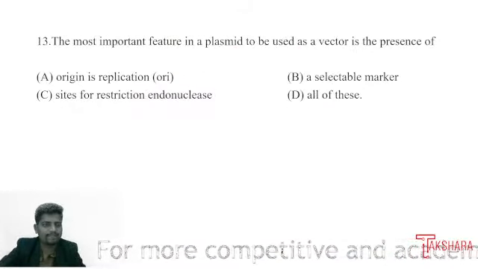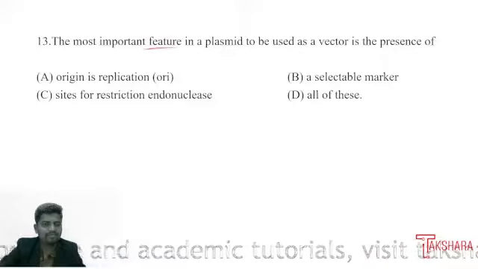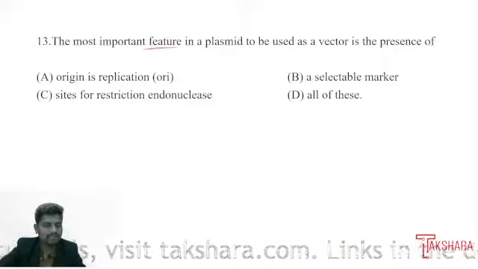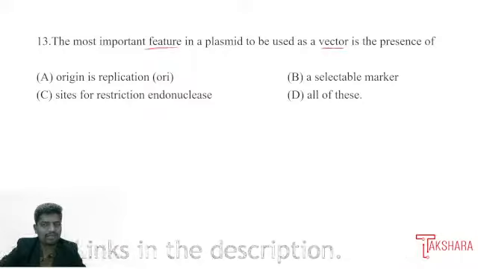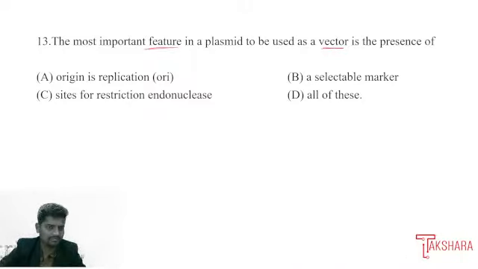Next, question number 13. The most important feature in a plasmid to be used as a vector in the presence of... it asks which is the most important feature required for the plasmid. So if there is a vector, what is the specific and important site for that vector? Without that site there is no kind of mechanism. So what characters should a plasmid, acting as a vector, have?